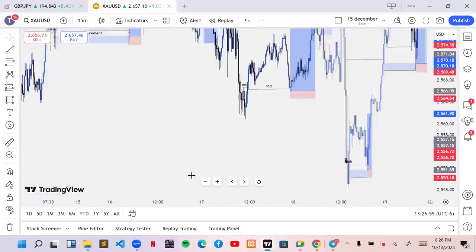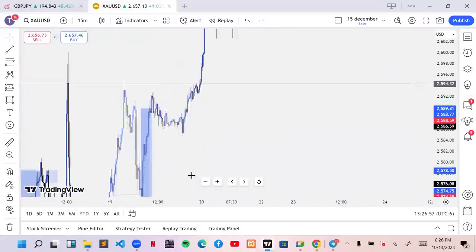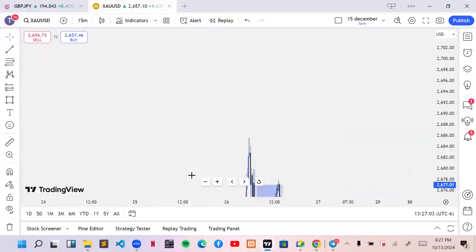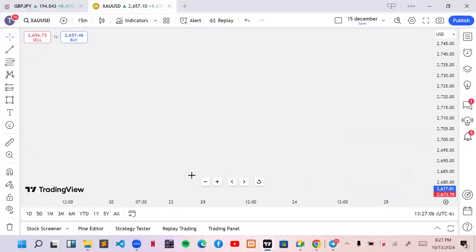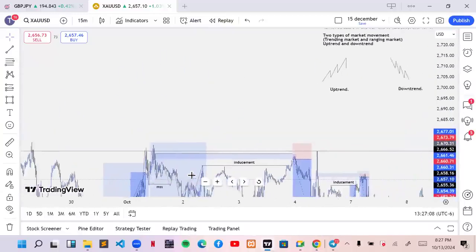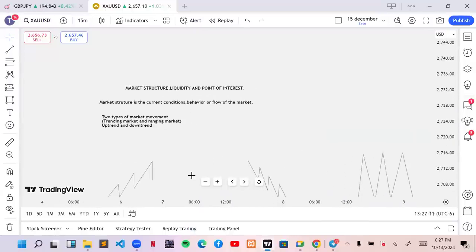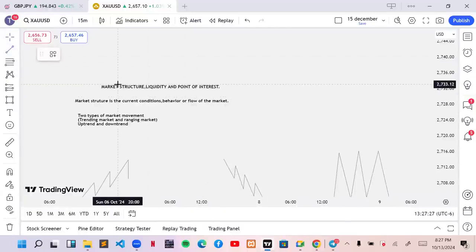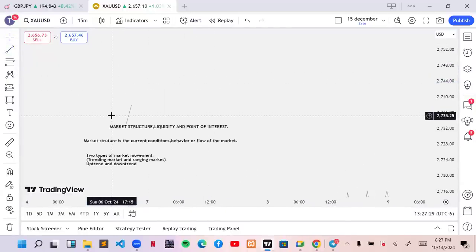So I mentioned what market structure is. Market structure is the current behavior, condition, and flow of the market. And I said that there are three market movement types: the uptrend, the downtrend, and the ranging market. So that being said, let me now mention the two things I pay attention to in the market structure part of my strategy. There is the market structure shift, and then there is the break of structure.